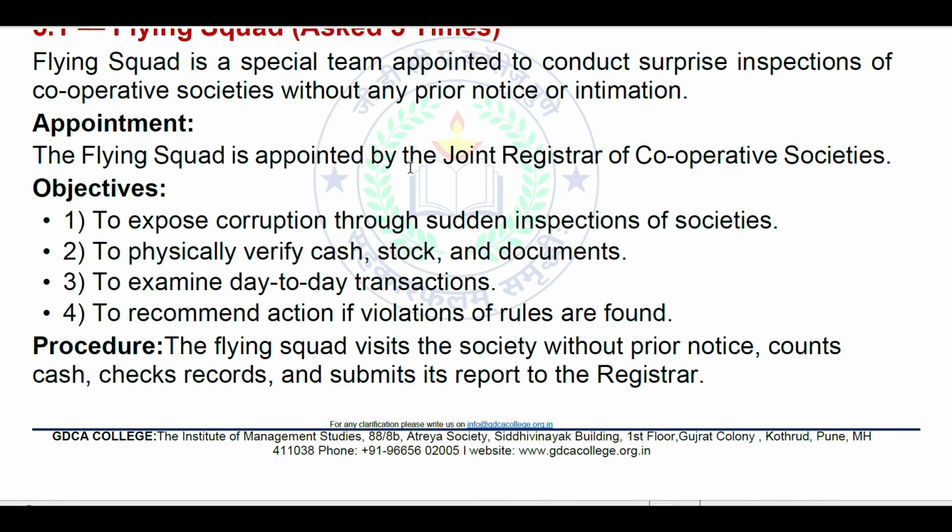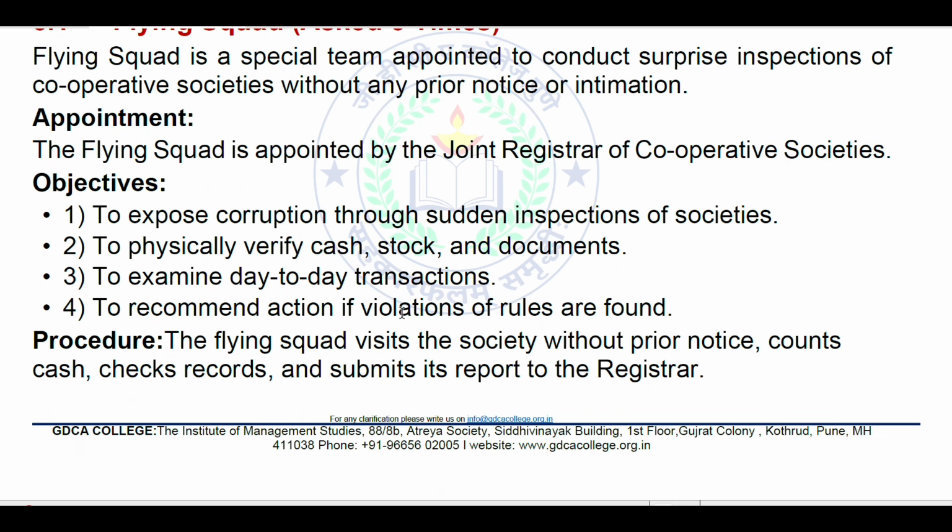So what are the objectives of it? Number 1, to expose corruption through sudden inspection of the society. Number 2, to physically verify cash, stocks, and documents. Number 3, to examine day-to-day transactions. Number 4, to recommend action if violations of rules are found. Procedure: what is the procedure? The flying squad visits the society without prior notice, counts cash, checks records, and submits its report to the registrar.